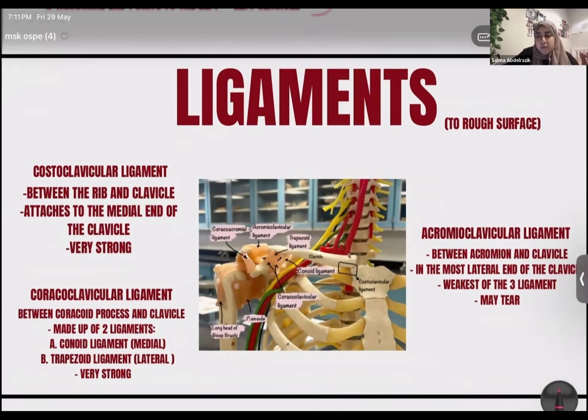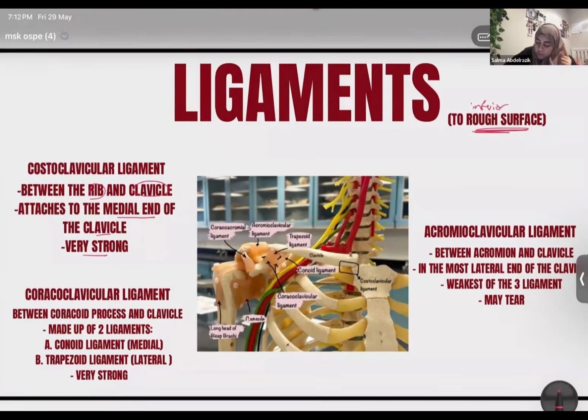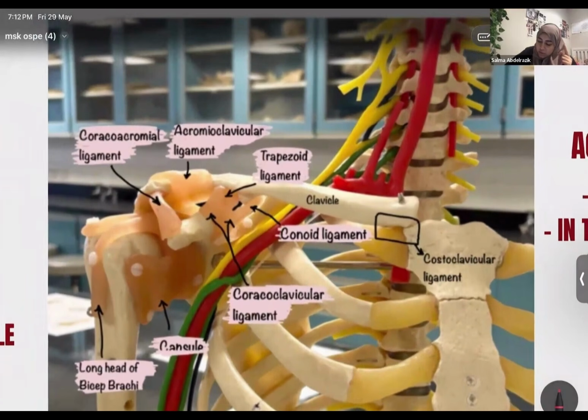We have to know the attachments of the bone, so the ligaments. And like we said, they attach to the rough surface, the inferior surface. We have three ligaments that are very important to know. You have the costoclavicular ligament, between the rib and the clavicle. It attaches to the medial end of the clavicle and it's very strong. If you zoom into this picture, it's over here, attaching to the rib and the clavicle.